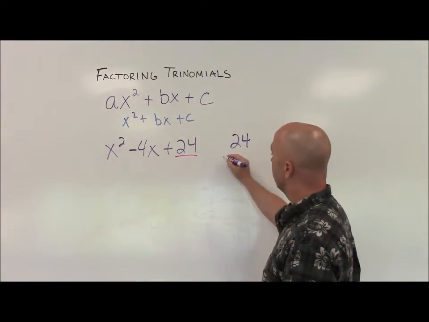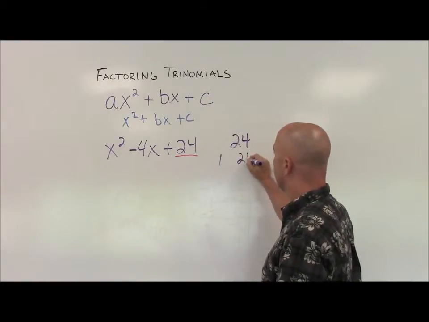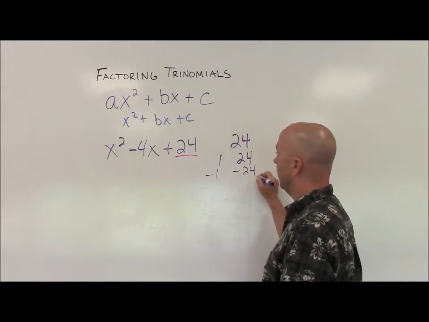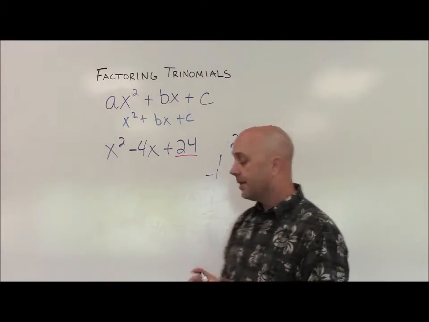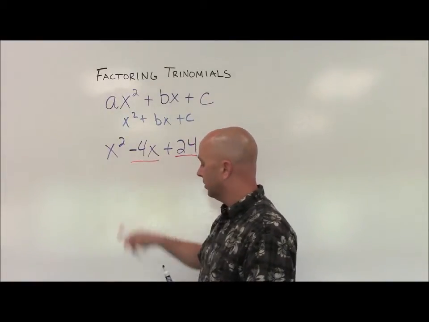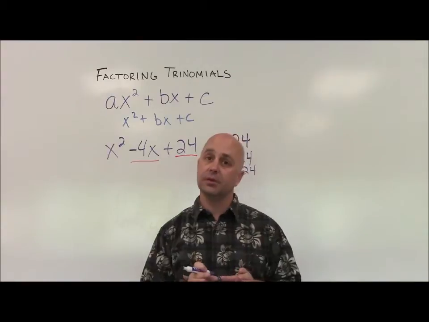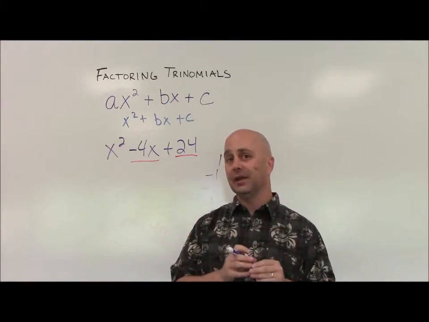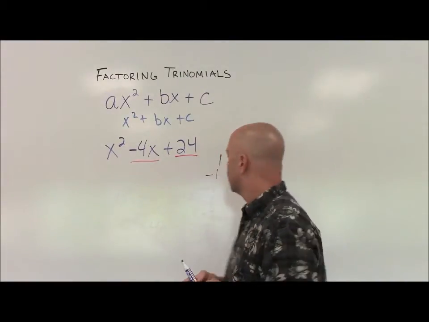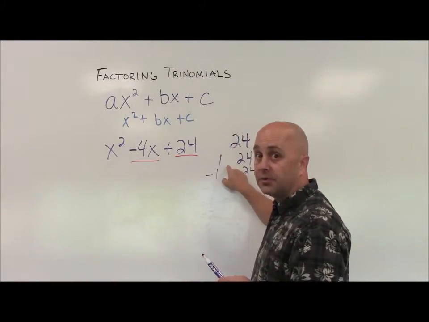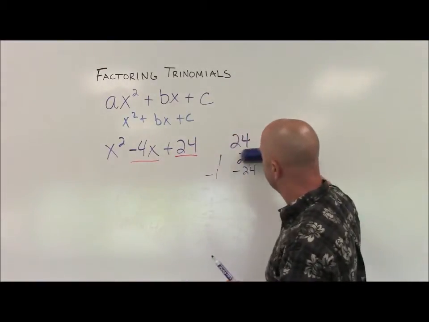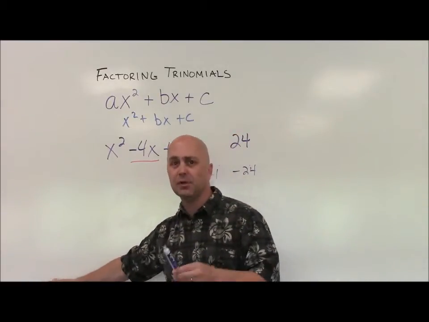So factors of 24 are 1 and 24, but I can also have a negative 1 and a negative 24. That makes 24. Now, let me hold on here for just a second. When I'm looking at this, I have to have a negative middle term. The only way to get a negative middle term is to have 2 terms that are negative, because when I'm adding negatives, I get negative terms. So this is not going to work. 1 and 24 will not give me a negative 4 in any way. So I don't need to use any positive and positive factors here. That'll save me a little bit of time.